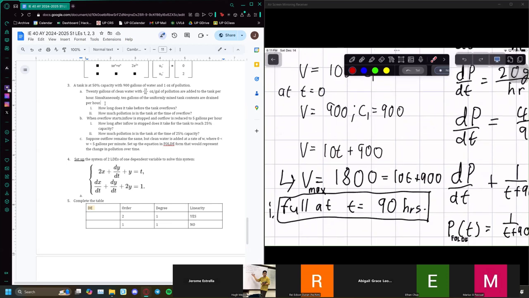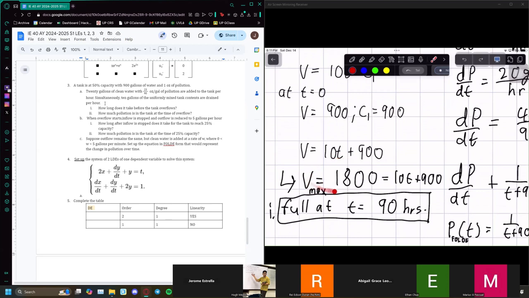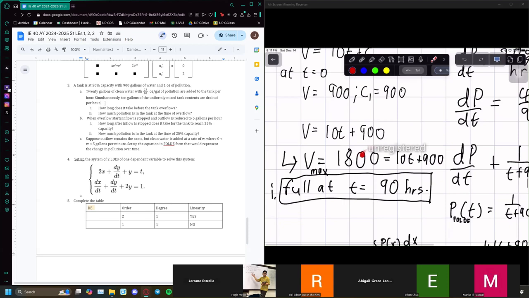And then if you want to just ask, how much does it take before the tank overflows? We know na overflow, first you need to find the maximum volume. I wrote it here na. Sorry, super spoiler yung style ko, but sana you're able to follow. They told us na it's at 50% capacity at 900 gallons. And what's 100% capacity? 900 times 2, 1,800. So just equate 1,800 to 10t plus 900 to find the time at which volume will be 1,800. And then if you just solve that, you'll find that the tank will be full at t equals 90 hours.